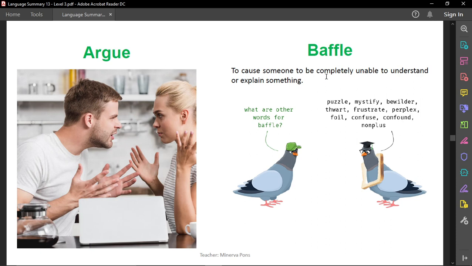Baffle. To cause someone to be completely unable to understand or explain something. Some other words for baffle are puzzle, mystify, bewilder, thwart, frustrate, perplex, foil, confuse, confound, nonplussed. Basically, to baffle is to make something really difficult to understand. So if you say that you baffle me, it's like you're telling me things that I am not able to understand because of the way that you're saying them.